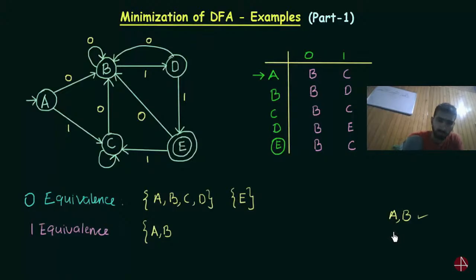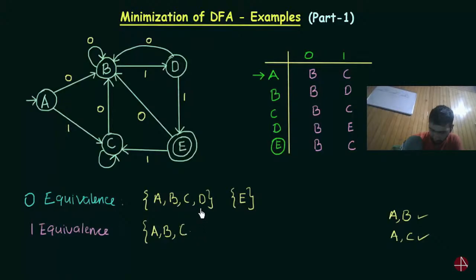So let me check it with A. I'll check A and C. So come to this table, A and C. On getting input 0, where does A go? It goes to B. And on getting input 0, where does C go? It also goes to B. So they go to the same states, so that is okay. Now let's check for 1. A on getting input 1 goes to C, and C also on getting input 1 goes to C. So that is also the same. So whenever it is going to the same states, you don't have to worry. You just confirm that they are equivalent to each other. So C is also 1 equivalent to both A and B.